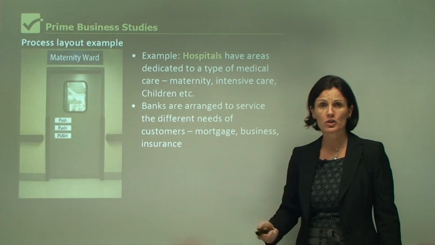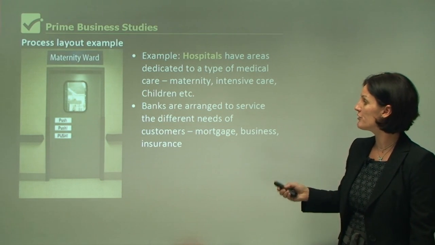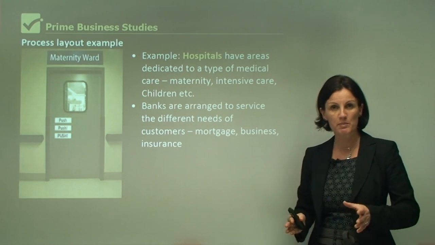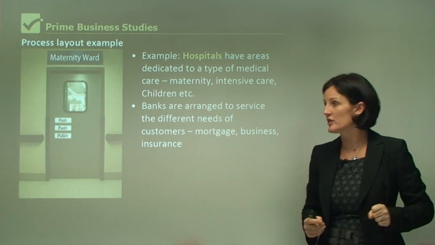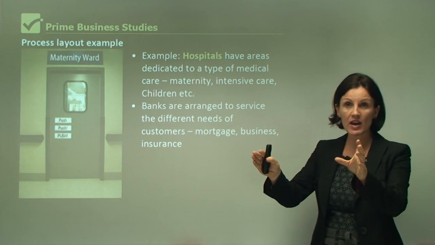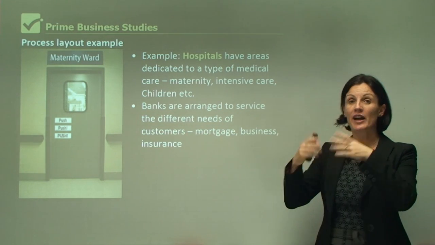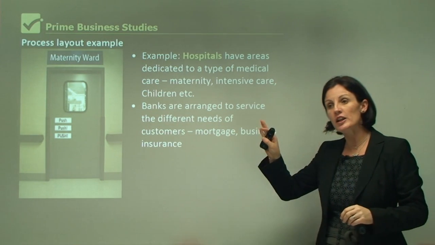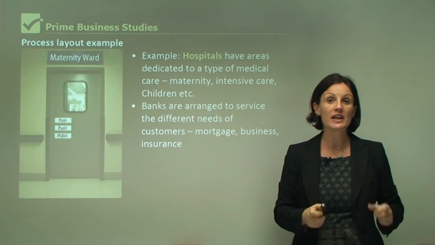Banks also use a process layout. They arrange their service to the different needs of consumers. So when I walk into a bank now, I notice that they will have a desk for mortgages, they'll have a business area, and sometimes they'll even have an insurance area, and then they'll have general banking. So they've actually grouped their staff and their resources according to the needs of the consumer.